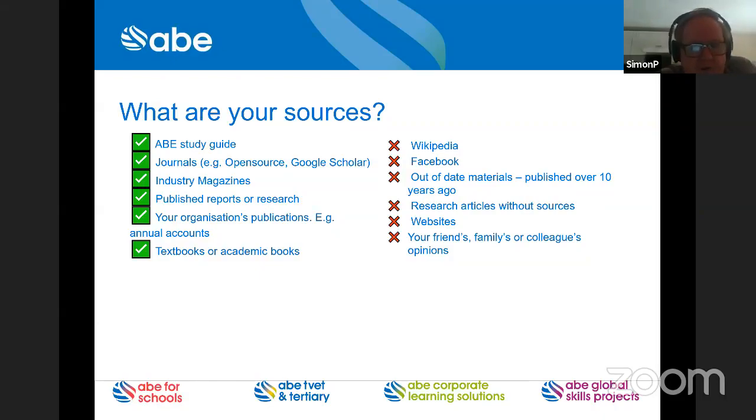And also publications by other online organizations. Facebook, for example, is a good one of this. Be skeptical or wary of materials that are out of date. Research articles without sources, so it's very difficult to know what the basis is of the assertions or the findings or the conclusions that are in a report with no sources. Other websites and personal opinions not backed up by hard data, I think is going to be on that right-hand list. Next slide, please, Vicky.